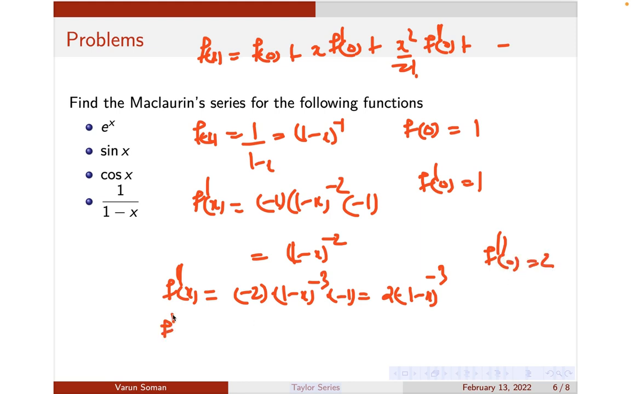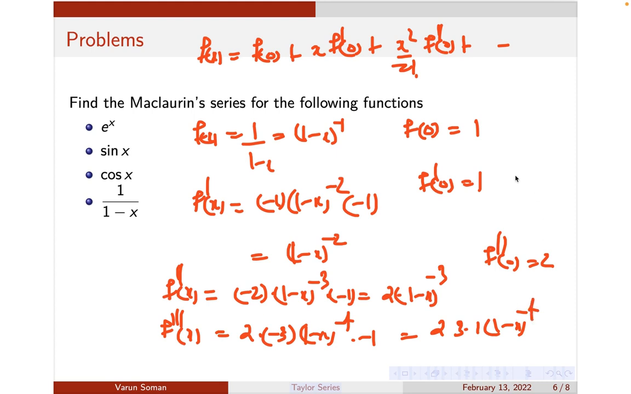Similarly, what is your f triple dash of x? Again, 2 factors there. So 2 into minus 3 into 1 minus x raised to minus 4, into minus 1. Again, you will be getting this as 2 into 3 into 1 into 1 minus x raised to minus 4. Therefore, your f triple dash of 0 will be 2 into 3 into 1, or in other words 3 factorial.